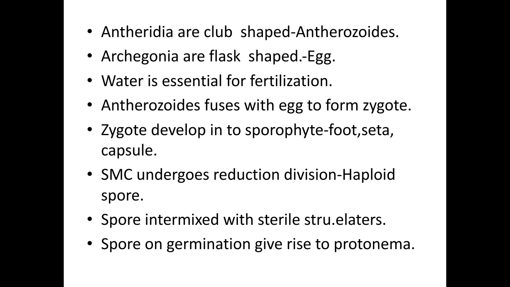Then archegonia. Now the archegonia are flask shaped. The archegonium also has a multicellular stalk and a flask-shaped body. The archegonium is divided into two parts. It has a swollen venter and a pointed neck.